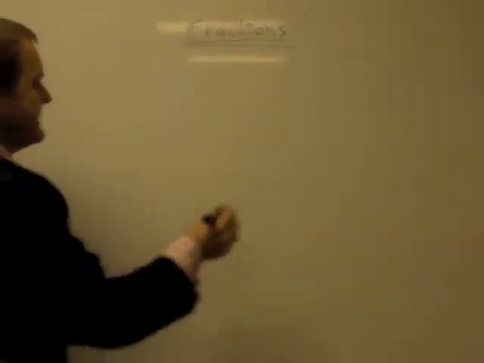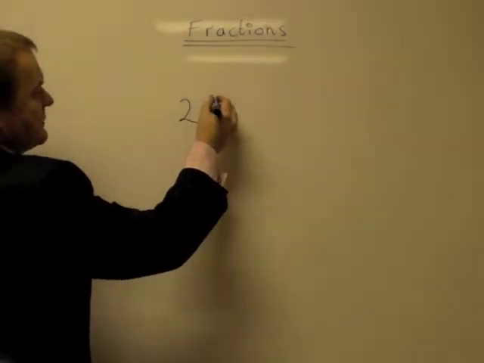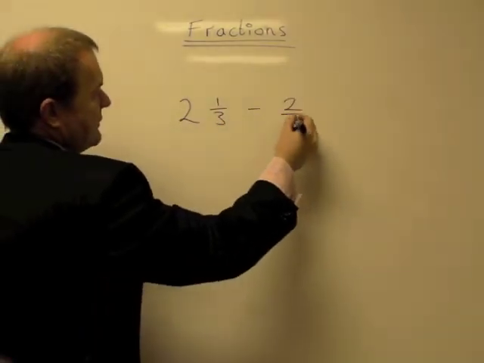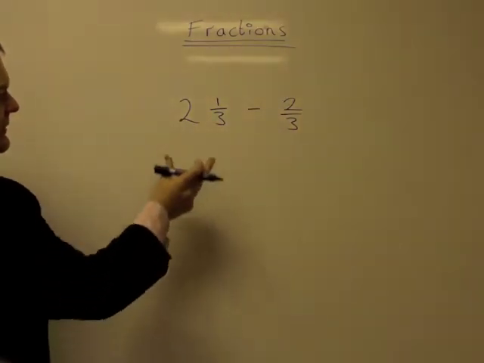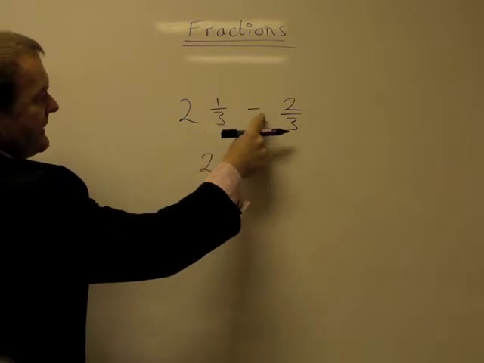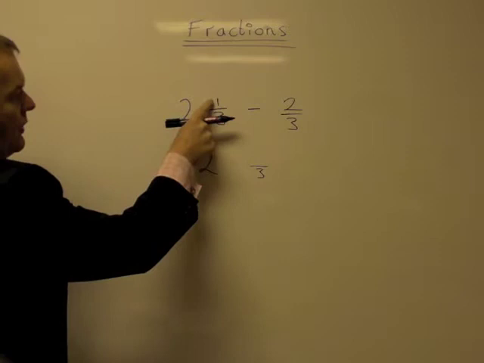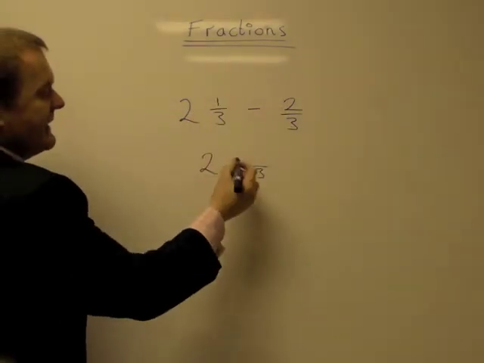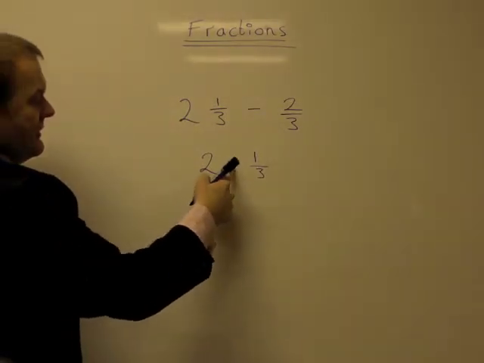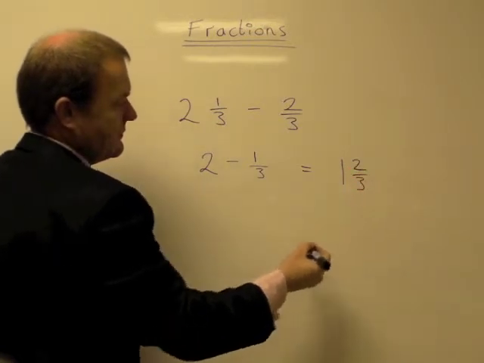Okay, so another example for subtracting. 2 and 1/3 take away 2/3. Okay, so here I've got a whole number, which is my 2, and I've got 1/3 take away 2/3. So I'm working in thirds. 1/3 take away 2/3 is negative 1/3. So now I've got 2 take away 1/3, which equals 1 and 2/3.